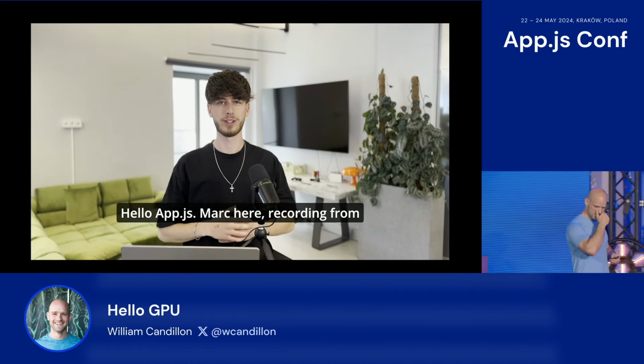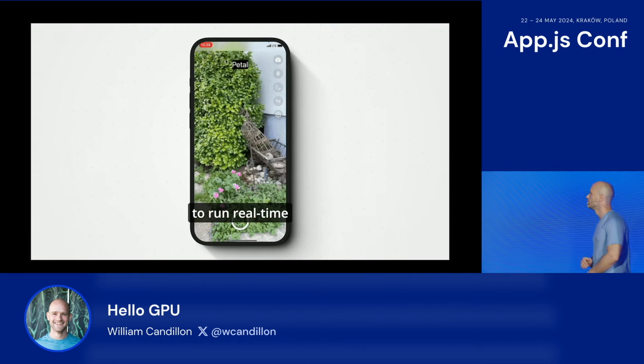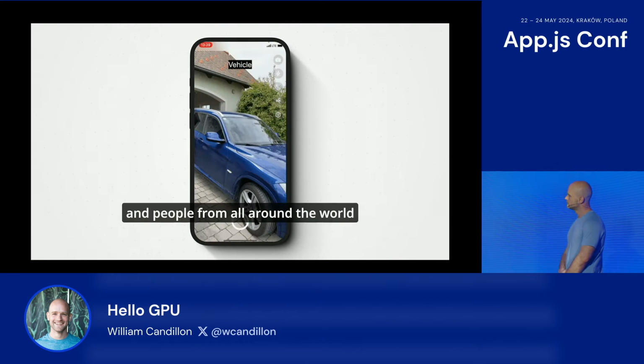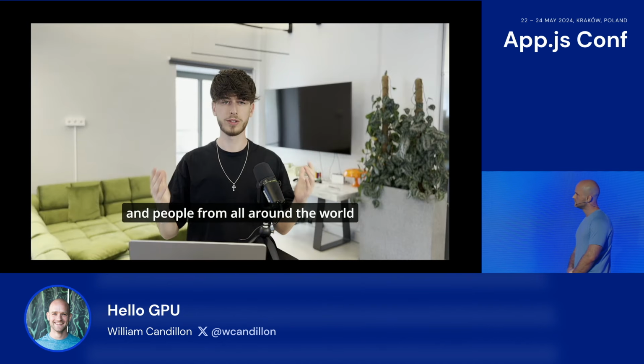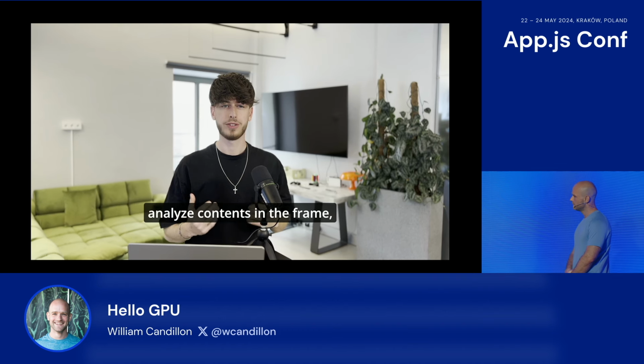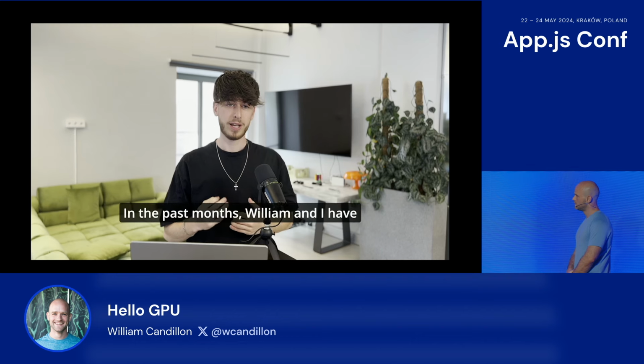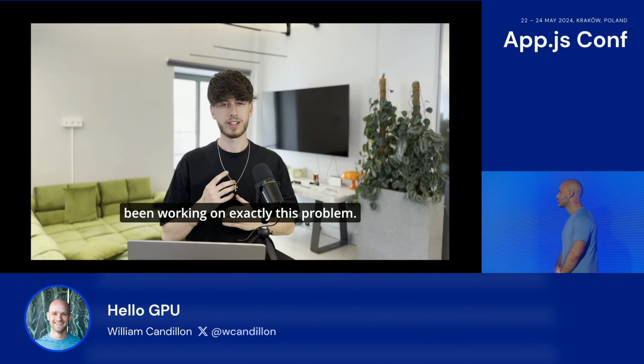Hello App.js, Marc here, recording from beautiful Vienna, Austria. As we all know, Vision Camera allows you to run real-time processing on camera frames, and people from all around the world build amazing apps with Vision Camera. However, this was always a bit limiting because you could only analyze contents in the frame, but not draw back onto the camera. In the past months, William and I have been working on exactly this problem.